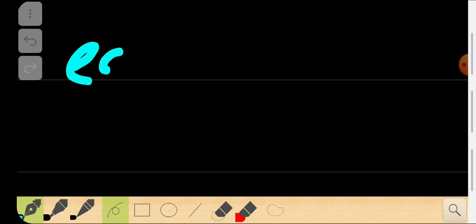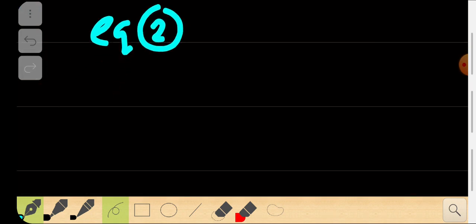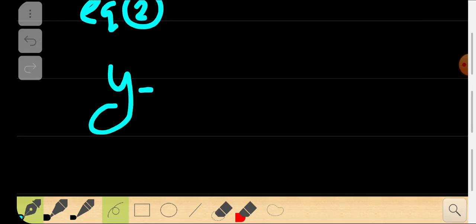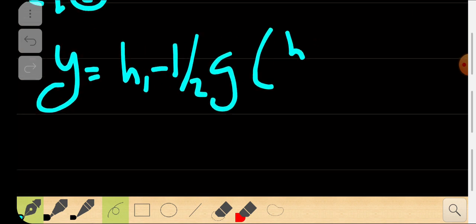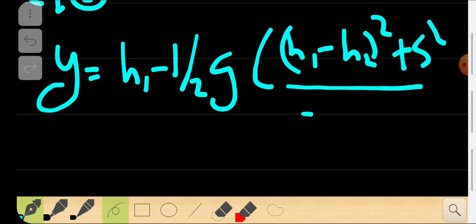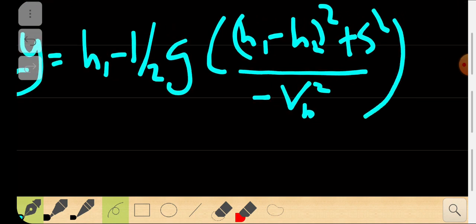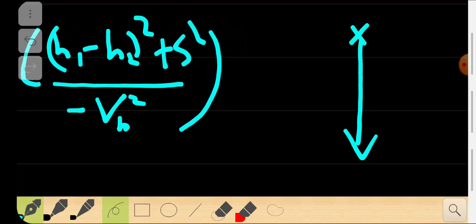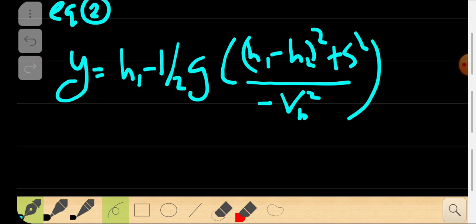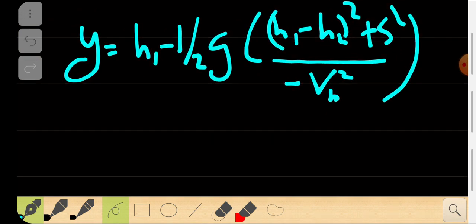So you can use equation 2 for that ball being dropped downwards. You can say that y must be equal to h1 minus half g times t square, where t square is (h1 minus h2) whole square plus s square by minus v square, v of the bullet. So that's t square for you guys. Why is it a negative sign? Because we are measuring the displacement from the top, that means the velocity will also have a minus sign. The minus sign is needed because we are following the coordinate system, and our answer will have a minus sign. That's why we need to always stick with the coordinate system.